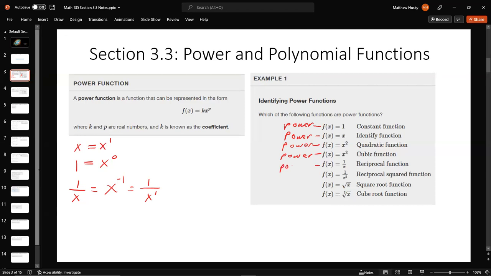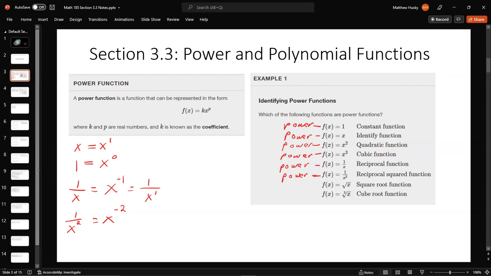So far, every single one of these is turning out to be a power function. Even 1 over x squared is in fact just going to be x to the negative 2 power. Because again, all the negative sign on a power does is give you the reciprocal: put a 1 on top and take whatever you have with a positive power. So in this case, x squared, that would be the reciprocal squared function. That is also in fact a power function because you can write it as x raised to some power, in that case, negative 2.